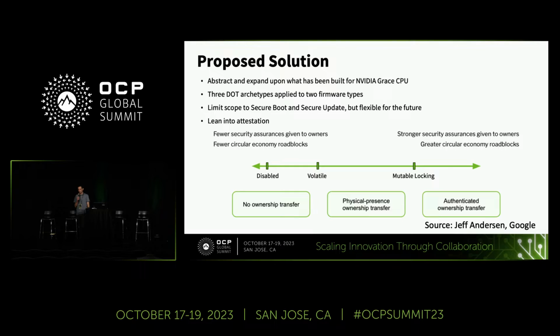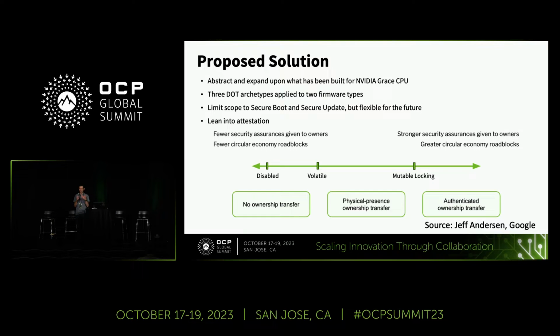So you'll probably recognize the bottom half of this slide. I did ask Jeff for permission, but otherwise I stole it shamelessly from Jeff. This is a diagram that he previously put together where there's a spectrum of ownership transfer. On the far left, we have a device that has no ownership transfer, which in turn provides fewer security assurances to device owners, but also fewer circular economy roadblocks. On the far right, we have authenticated ownership transfer, which has been discussed at length in OCP, which does provide stronger security assurances given to owners, but does come with greater circular economy roadblocks.